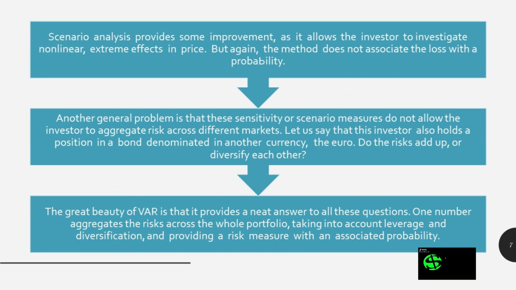Okay, next, scenario analysis provides some improvement as it allows investors to investigate non-linear extreme effects in price. But again, the method doesn't associate the loss with a probability. Another general problem is that these sensitivity or scenario measures don't allow the investor to aggregate risk across different markets. Let us say that this investor also holds a position in a bond denominated in another currency, the euro. Do the risks add up or diversify each other?